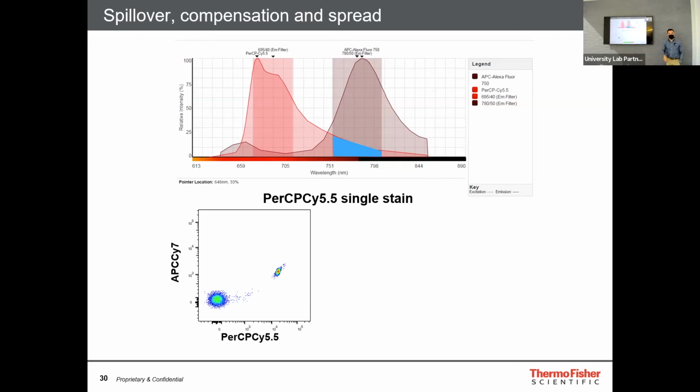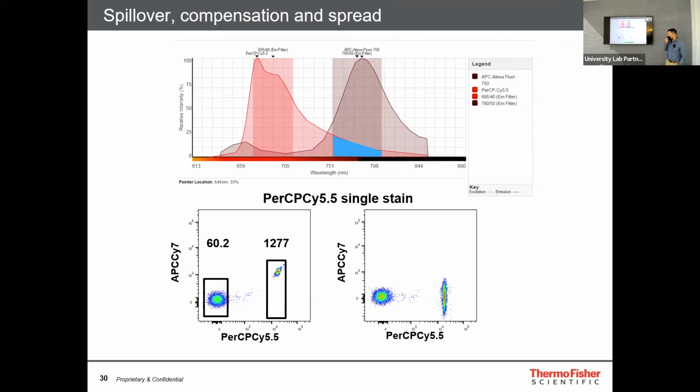spilling over to the other detector. So when you compensate it, oh yeah, here's the MFI, the mean fluorescence intensity, for APC-Cy7. It should be close to zero, kind of close to this population. But in fact, you'll see it's 1277. So it's huge. It's a huge increase.